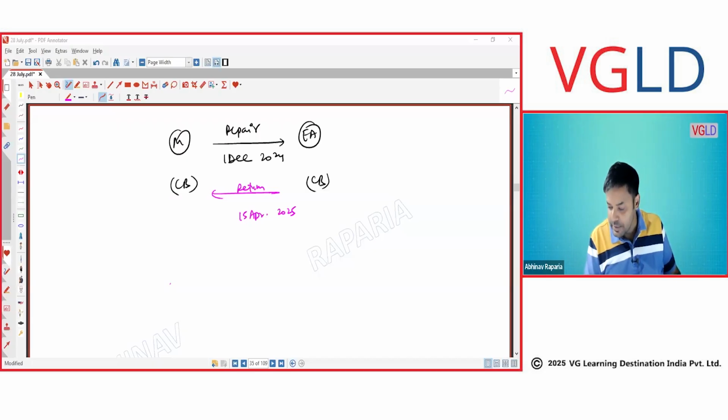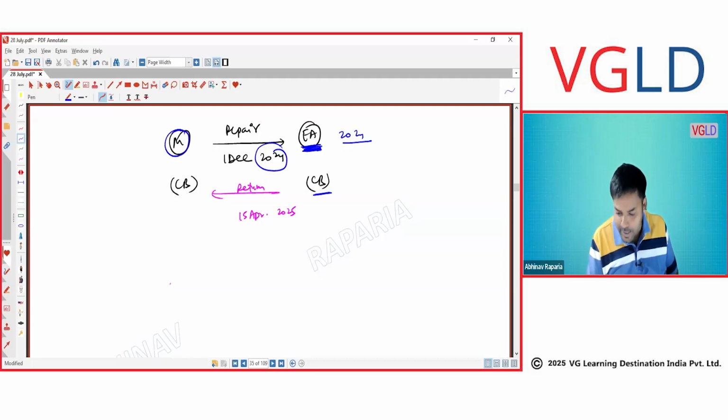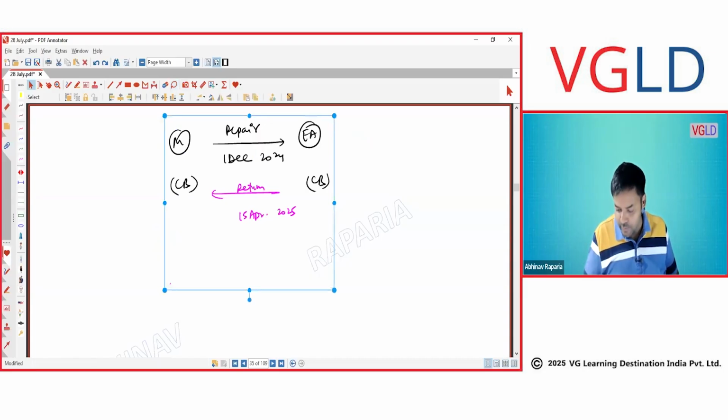Whenever you are going to receive it. Since EA is receiving it in 2024, EA is going to book it, because EA is cash basis. When the mechanic is going to receive it, the mechanic is receiving it in 2025. So the mechanic is going to book 2025. Is that clear? See, don't consider that the other person is giving you service. Just imagine the other person is also giving you cash.